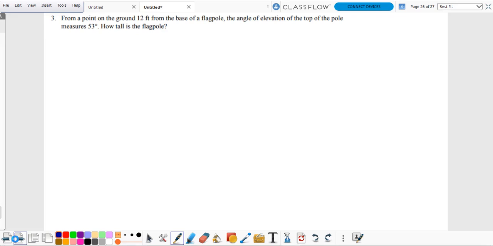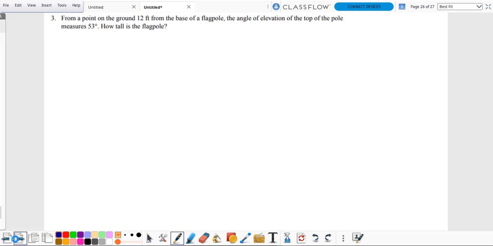I'll read it out as you write it. So it says, from a point on the ground, copy this whole question. Yep. From a point on the ground, 12 foot from the base of the flagpole, the angle of elevation of the top of the pole measures 53 degrees. How tall is the flagpole?